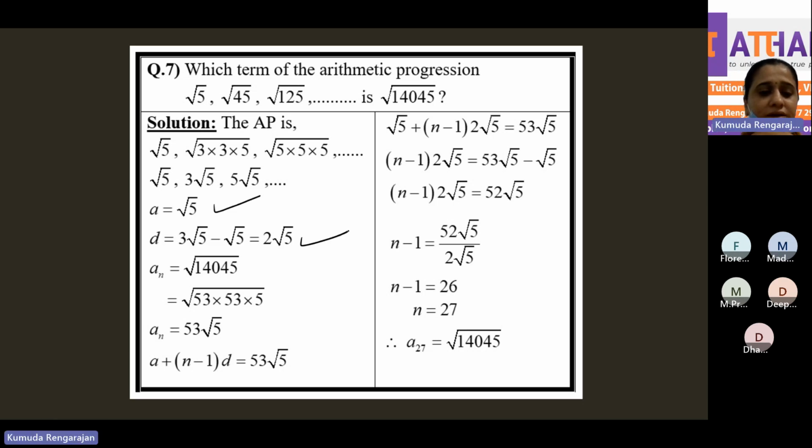So a_n, a_n is this one. So a_n, meaning a plus n minus 1 into d, is 53 root 5. a_n is this one. So a_n is 53 root 5.